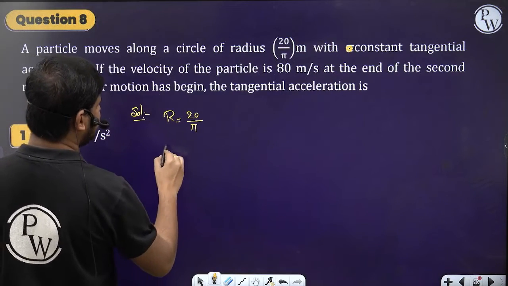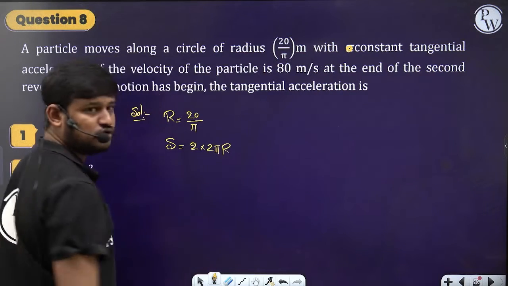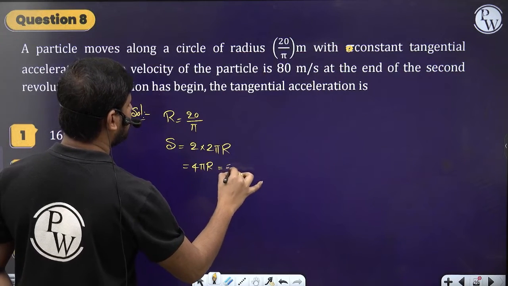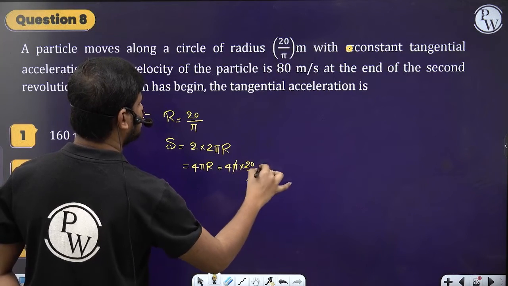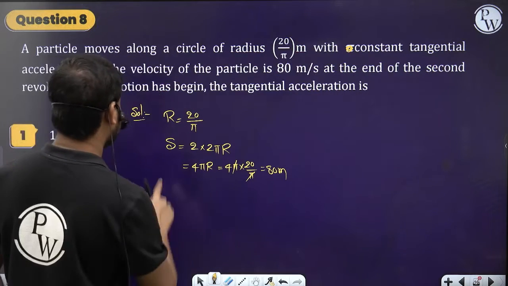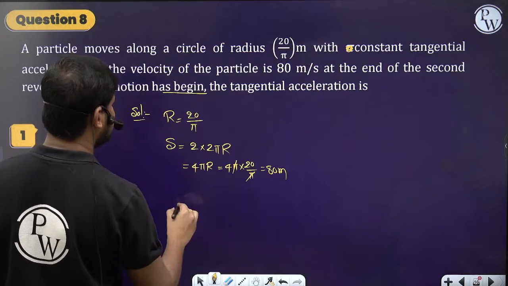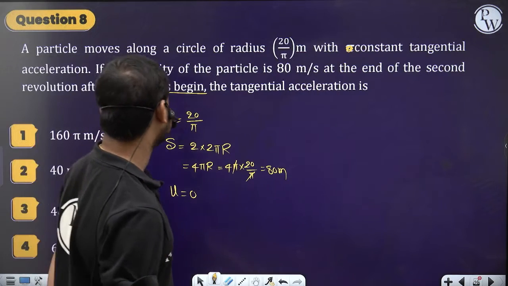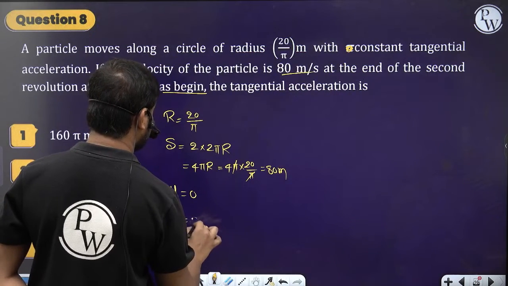So at the end of the second revolution, how much total distance is covered? Same as the previous type of question. So 2 into 2 pi r distance is covered, right? So total 4 pi r distance is covered, where 4 into pi into radius, with radius given as 20 by pi. So pi cancels. So the distance covered at the end of the second revolution is 80 meters. After the motion has begun, its initial velocity is 0, right? They are asking for the tangential acceleration. V is given as 80 meter per second.